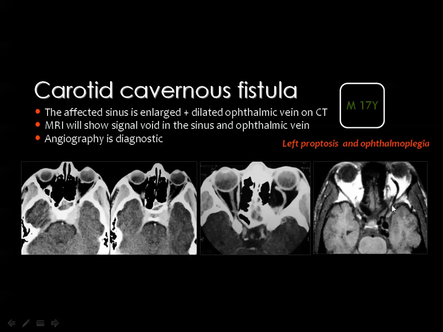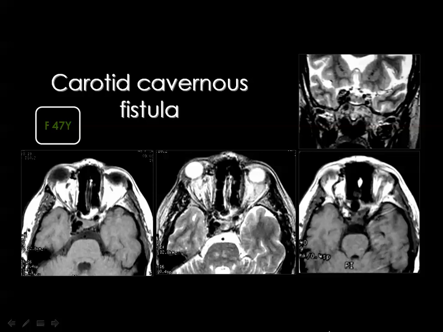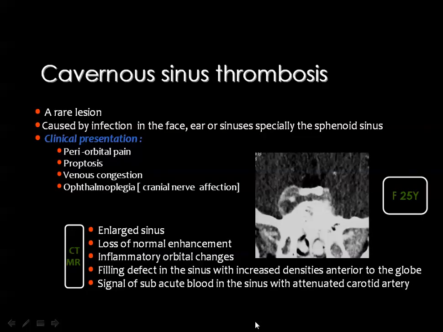By MRI, you see the flow void signals within the sinus and the dilated superior ophthalmic vein. And this is also a case of carotid cavernous fistula on the right side. There are flow voids within the cavernous sinus and the dilatation of the superior ophthalmic vein in the orbital cavity.